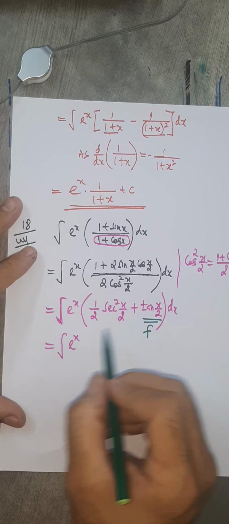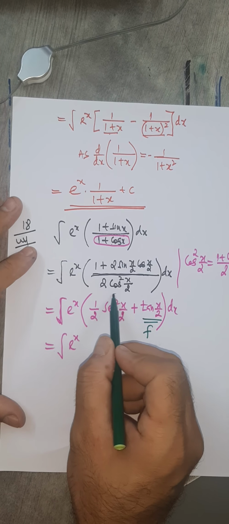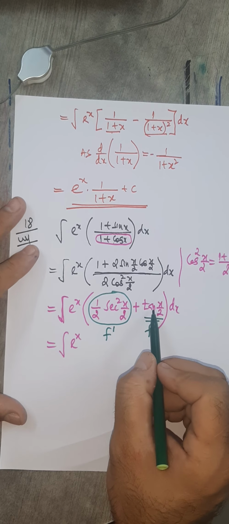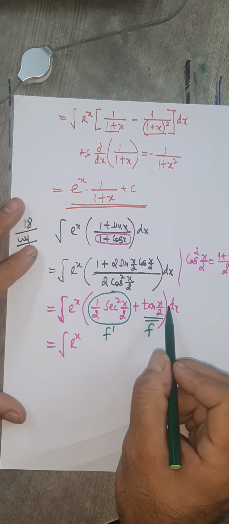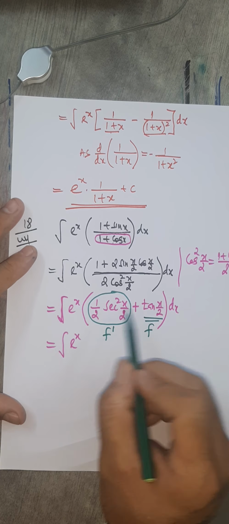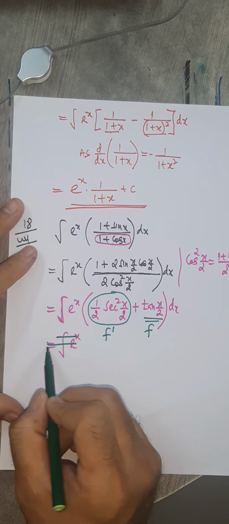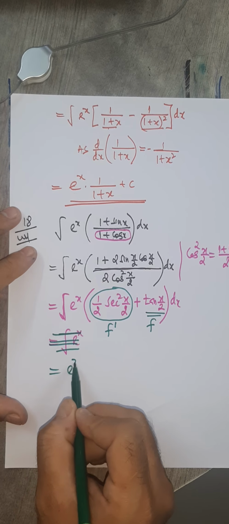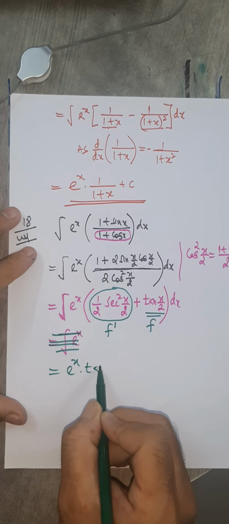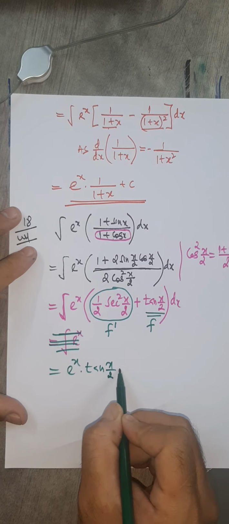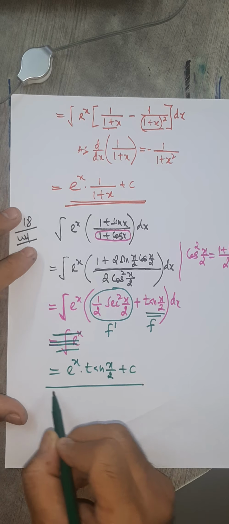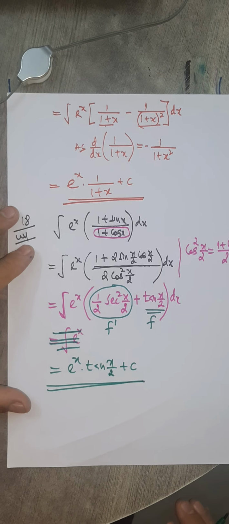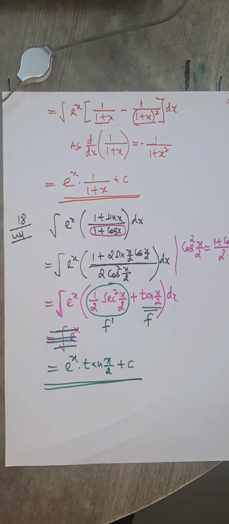Do the derivative of this one by chain rule, so you will get exactly this much by chain rule. What is the derivative of tan x by 2? Sec square x by 2 into the derivative of x by 2, which is 1 by 2. So therefore, you got the final answer, which is e raised to x into f x, which is tan x by 2 plus c, is the required integral at this place.